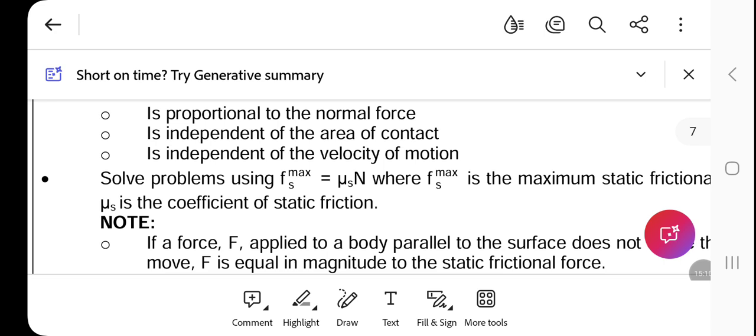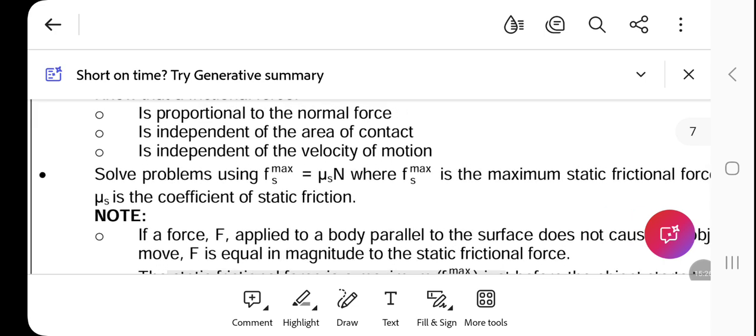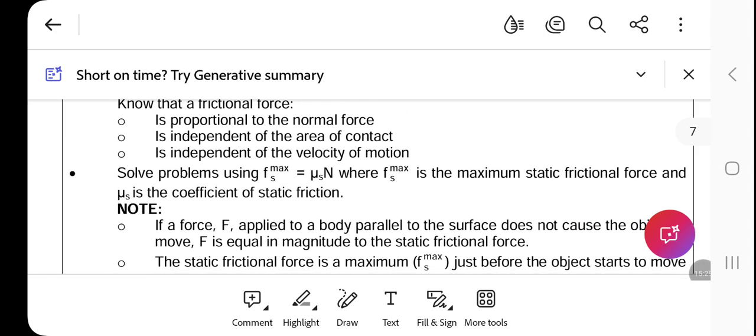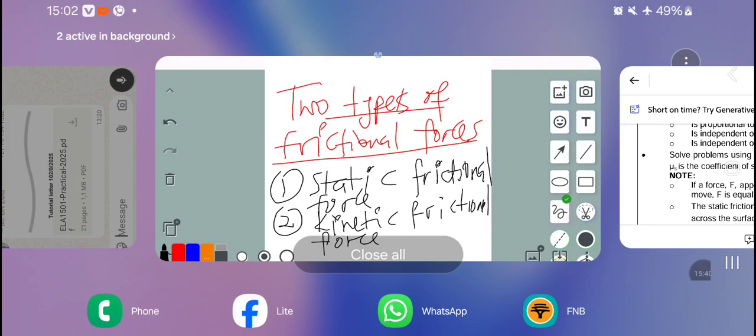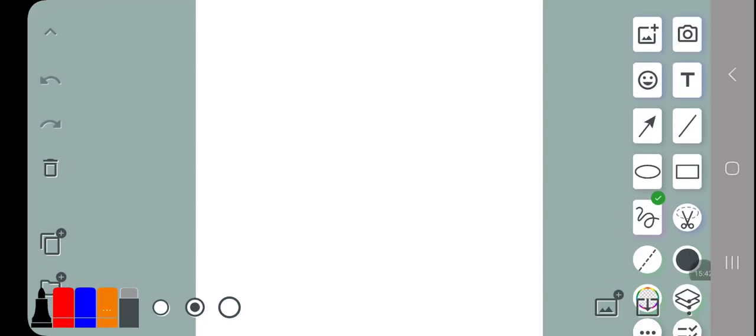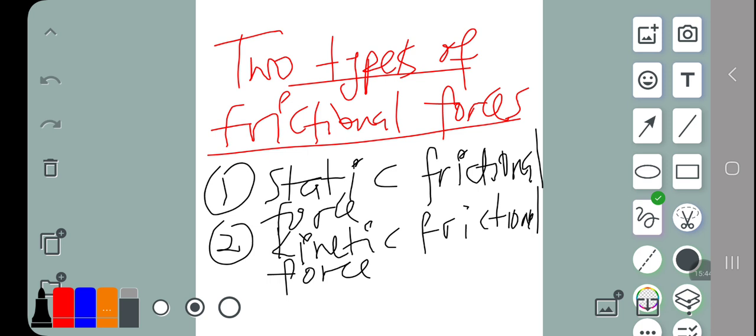They're saying solve problems using the maximum static frictional force, which is equal to the coefficient of friction times the normal force, where Fs max is the maximum static frictional force, and that symbol which is like a U, mu, is the coefficient of static friction. Let's discuss this. It is very important. We are still dealing with the two types of frictional forces, which are static frictional force and kinetic frictional force.